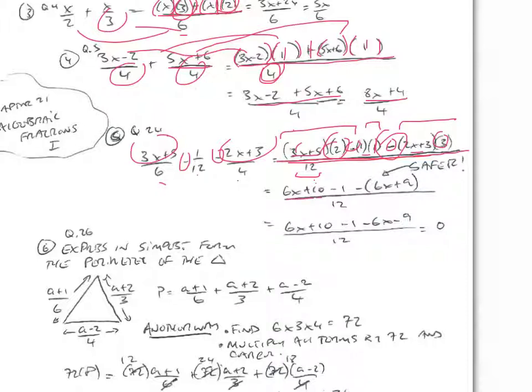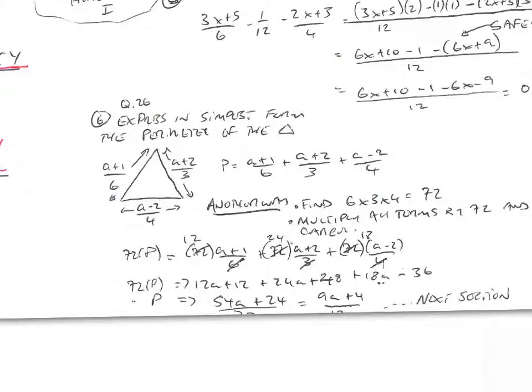6x plus 10, that's straightforward, minus 1 minus 3 2s is 6x plus 9. So 6x plus 10 is minus 1, and then break open this bracket, then minus by plus gives minus 6x, and minus by plus gives minus 9, all over 12. And actually those will cancel with those, the answer is 0.